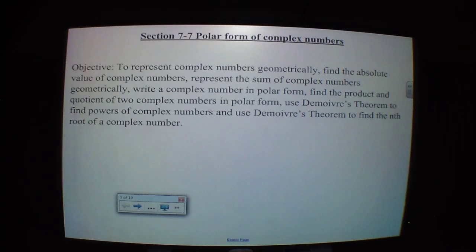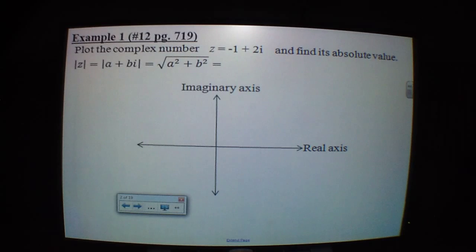Polar form of complex numbers. We're going to plot the complex number z is equal to -1 plus 2i, and we're going to find its absolute value.